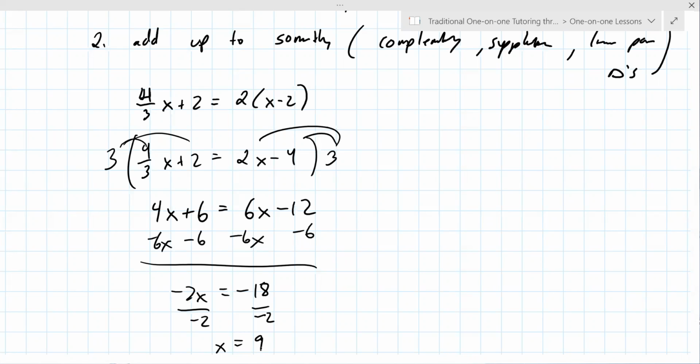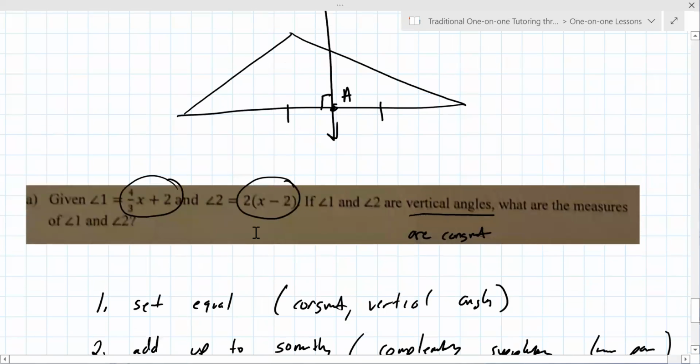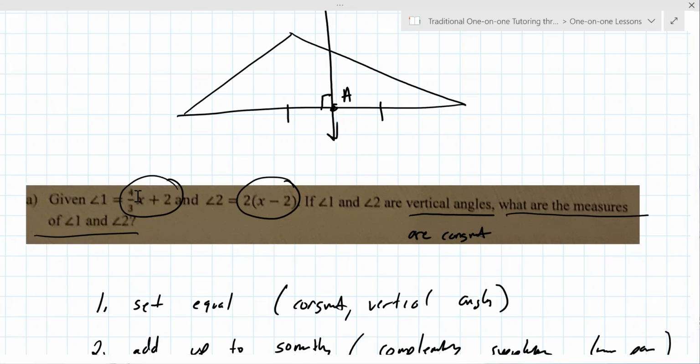But does it want x or does it want the measure of the angles? What is it asking for? No, it says what are the measures of the angles? So you have to put that x value back into the equations. So what was it? Positive 9. Yes, x is 9. All right, 4/3 times 9 plus 2, that's 14, and the other one's also 14.